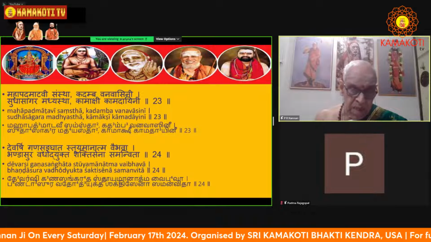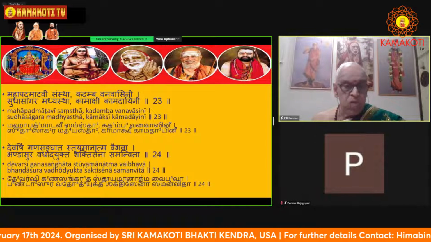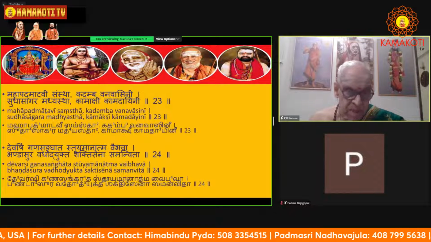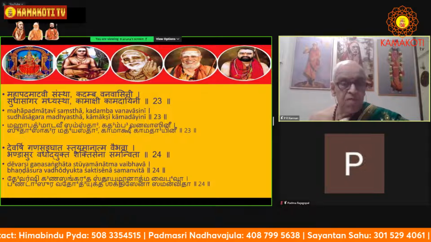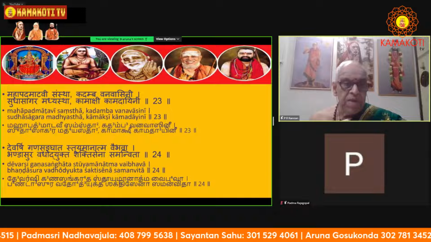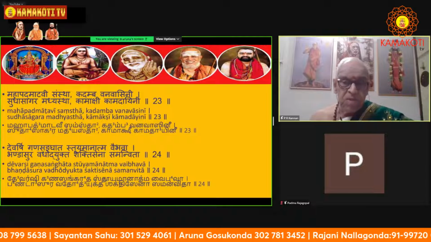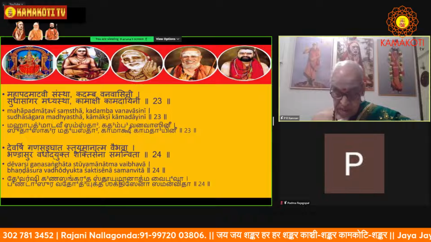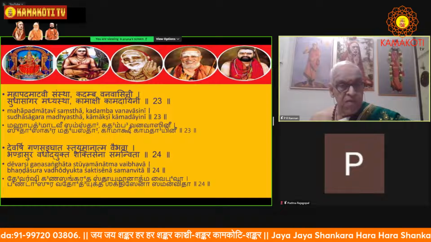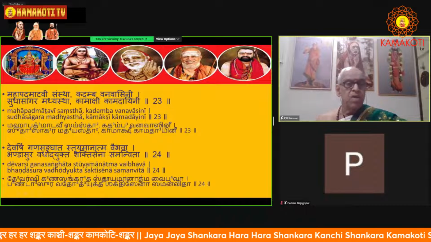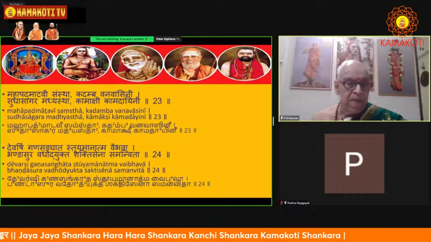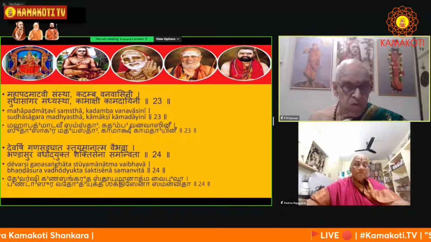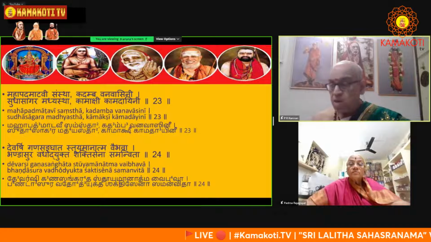Now, this has got an internal meaning also. Bhandasura refers to our ahankara, ego. And Devi employs an army of Shaktis for destroying our ego once we fall at her feet. Once we catch hold of her feet, she employs not just herself, she employs different methods to kill our ego. That is the meaning. Shakti Sena. Bhandasura Vadhodyukta Shakti Sena Samanvita. Mahapadmatavi Samstha Kadamba Vanavasini Sudhasagara Madhyastha Kamakshi Kamadayini Devarshi Gana Sanghata Suyaman Atma Vaibhava Bhandasuravadhodyukta Shakti Sena Samanvita.